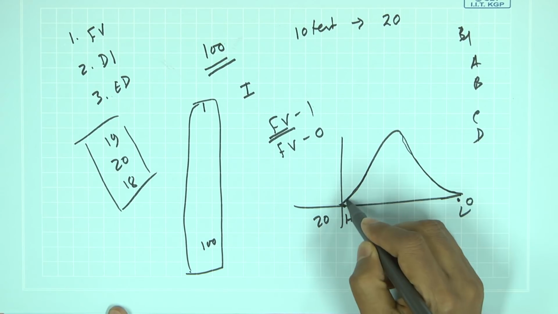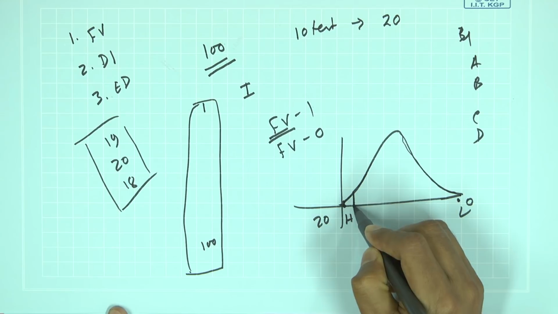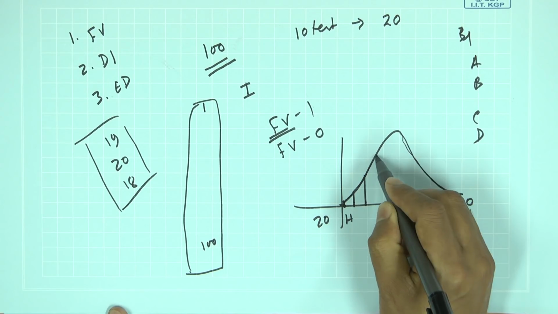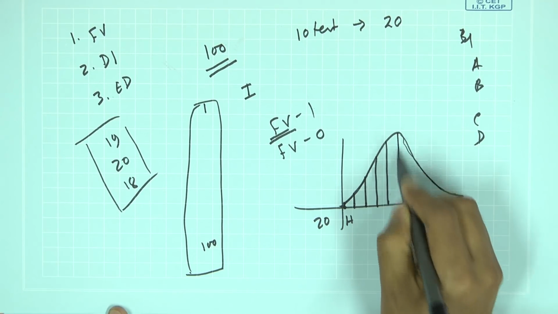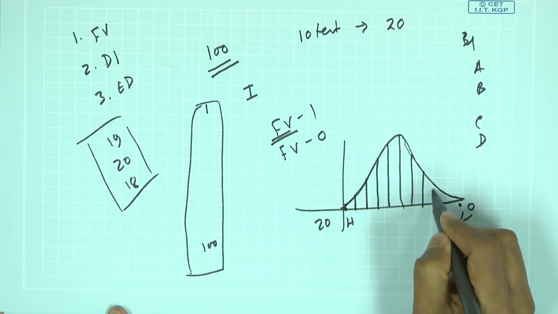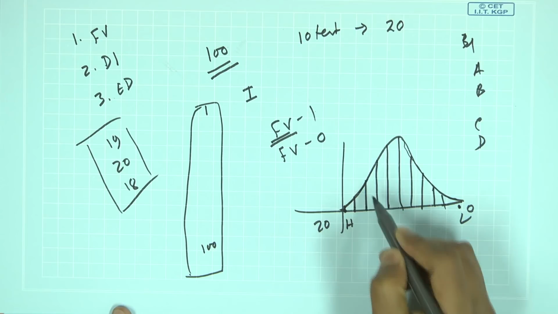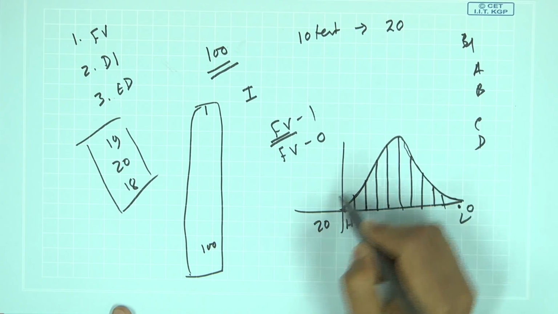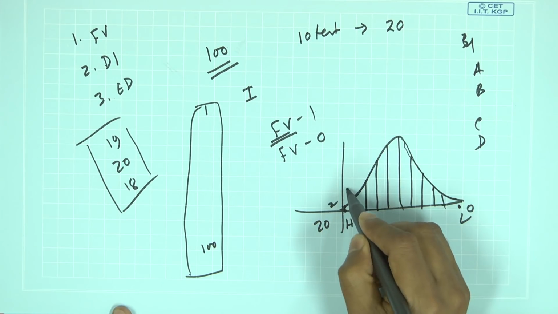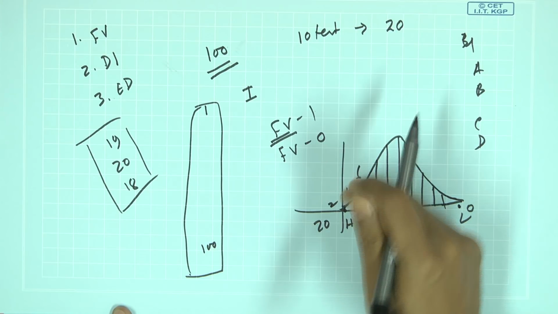How many students got 20, how many got 19, how many got 18. Some students get 20, some get 18, some number of students, maybe 2 students, maybe 4, maybe 6. So those numbers are there.